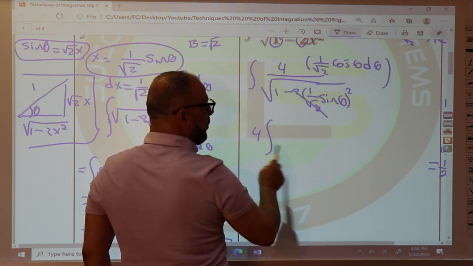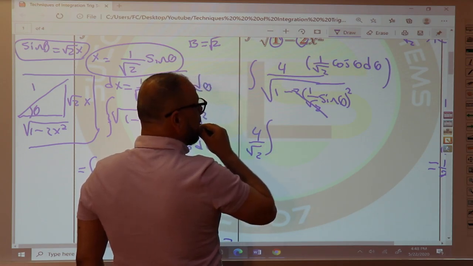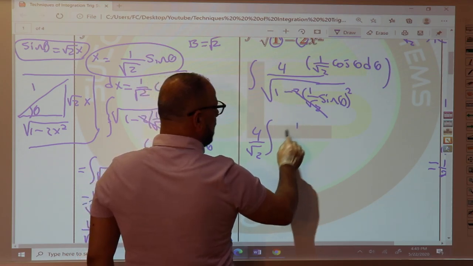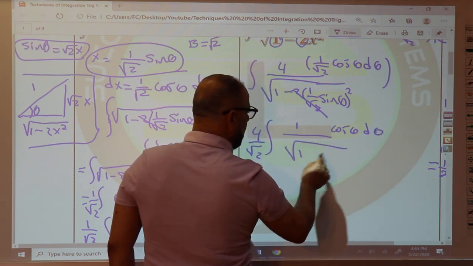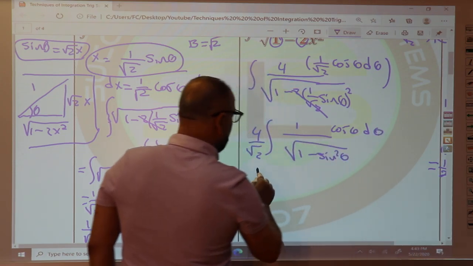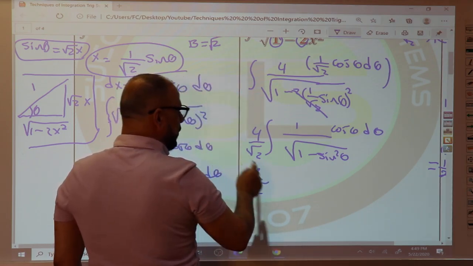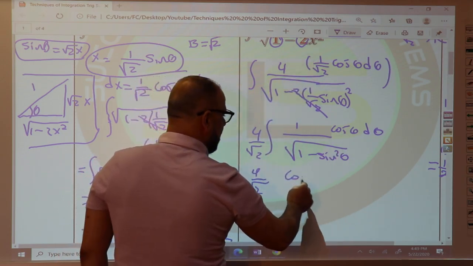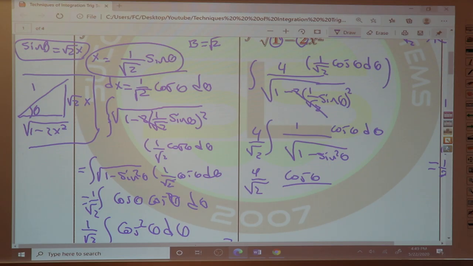Integrate, and this one cancels with this, right? Square root of 2. Then I'm going to add 4 square root of 2, and 1 over cosine theta d theta, and this guy 1 minus sine square theta. 4 over square root of 2, right? Which is AB, 4 cosine theta, and 1 minus sine square theta. I just explained it for you on the side of the board.